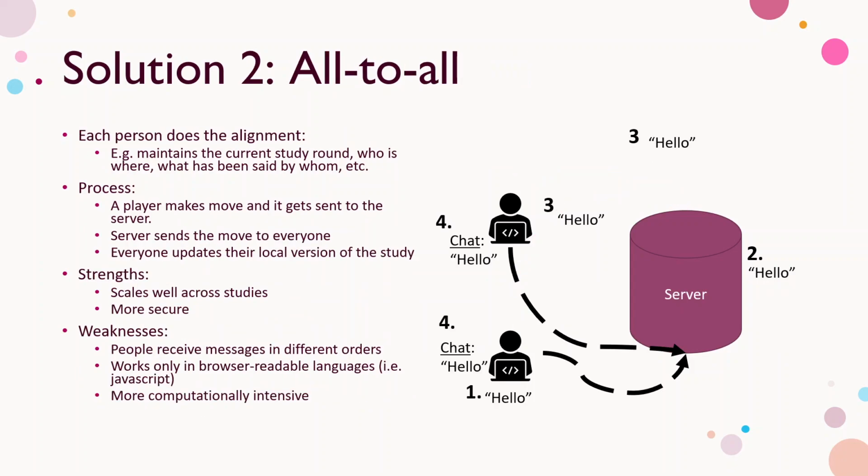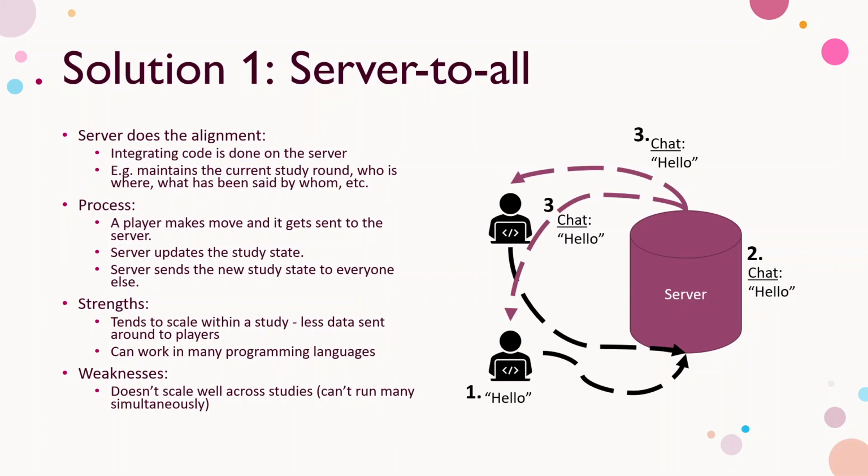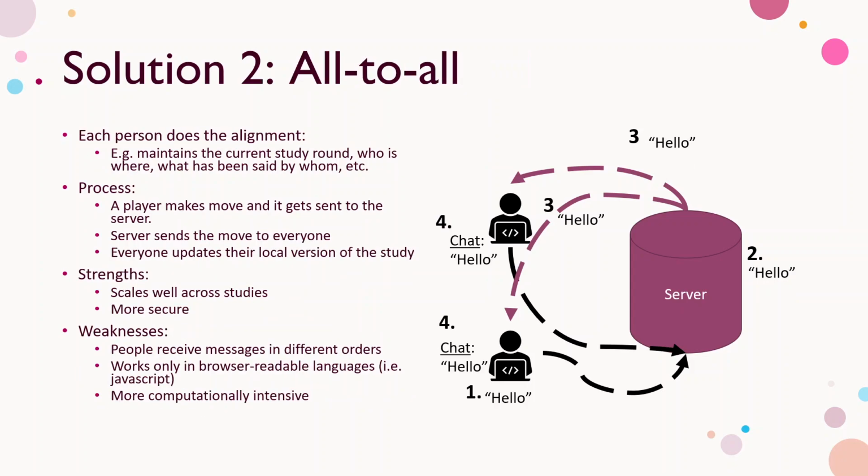Oh, and the other sort of weakness to solution one is that it's not the most secure version of this particular solution because people are able to run code on your server. And so if you have a server that has other people's data on it or other experiments going on it, people can get access to that server and hack it a little bit easier than the next one here, which is the all-to-all solution. In the all-to-all solution, each person actually maintains the current study information, the current round, who talks to who, said what.